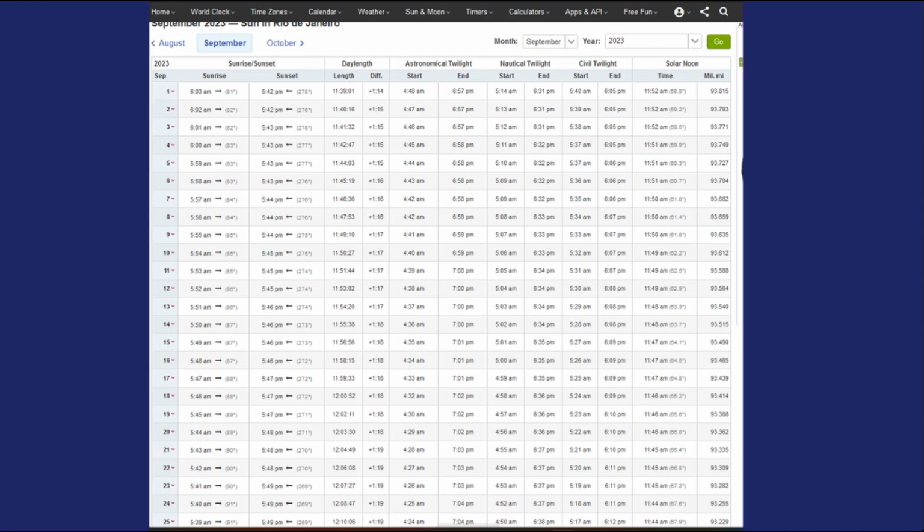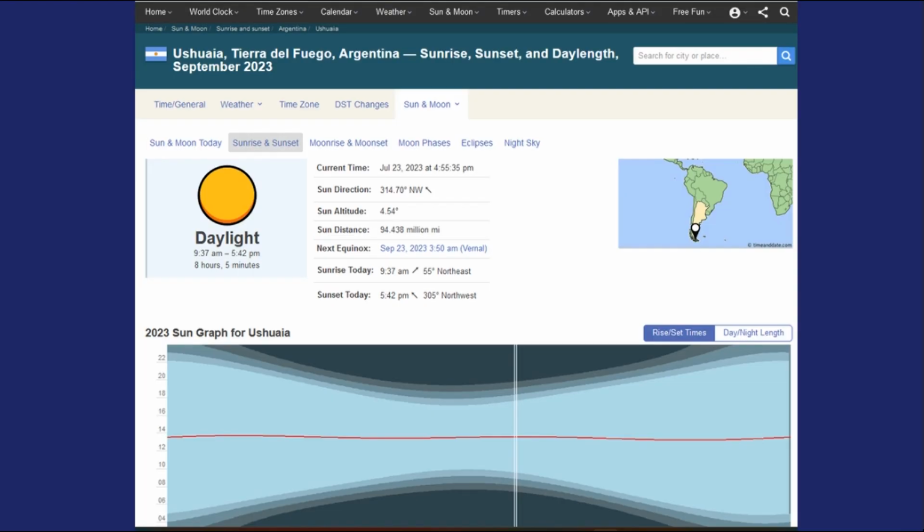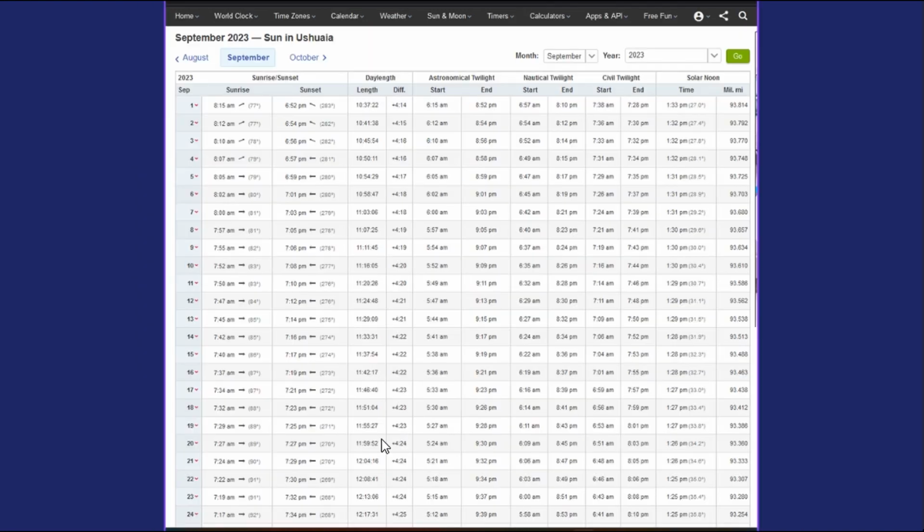And let's do one more city for good measure. Go further south, to one of my favorite cities to talk flat earth about, Ushuaia, Argentina. On the 23rd of September, we can see that the sun rises 91 degrees east and sets at around 268 degrees west, and it has 12 hours 13 minutes of daylight.